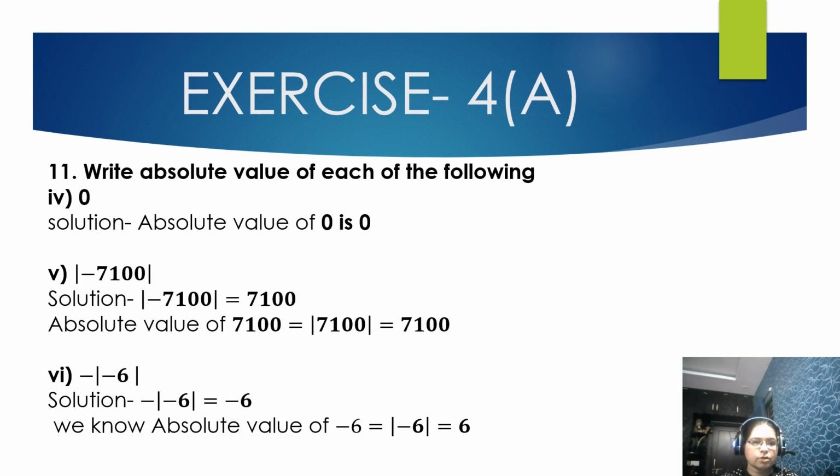Now the fourth bit, 0. The absolute value of 0 is 0. Fifth bit, the absolute value of minus 7100 is positive 7100, that is a positive integer. So the absolute value of 7100 is 7100. Sixth bit, minus of the absolute value of minus 6. We know the absolute value of minus 6 is plus 6, so minus of the absolute value of minus 6 is minus 6.